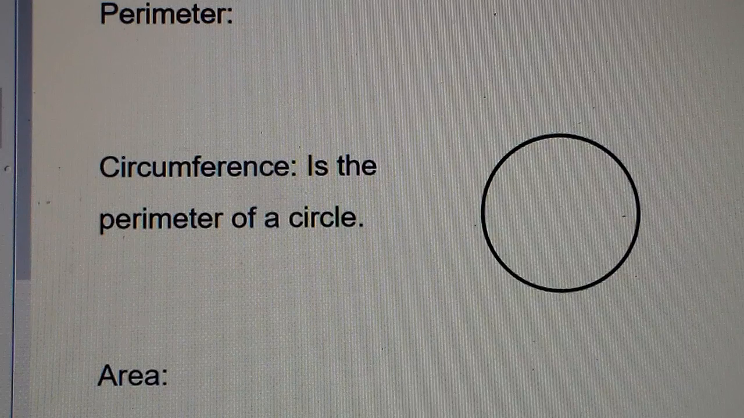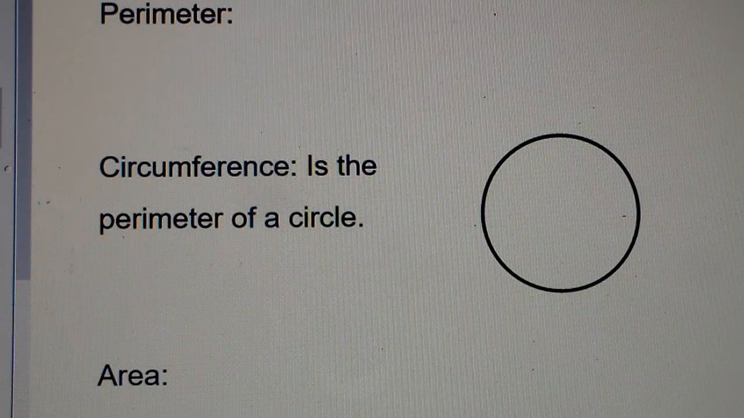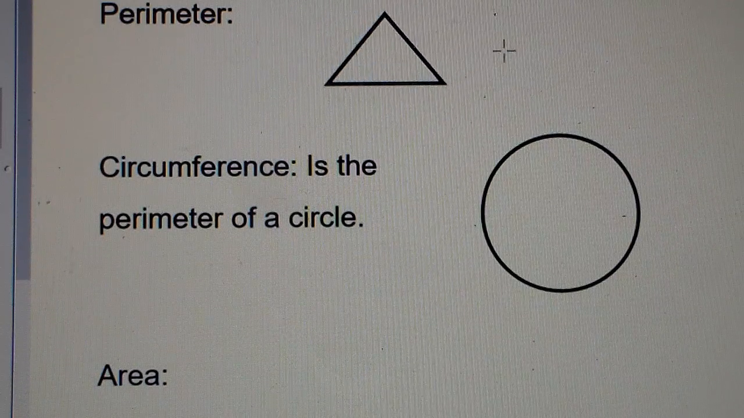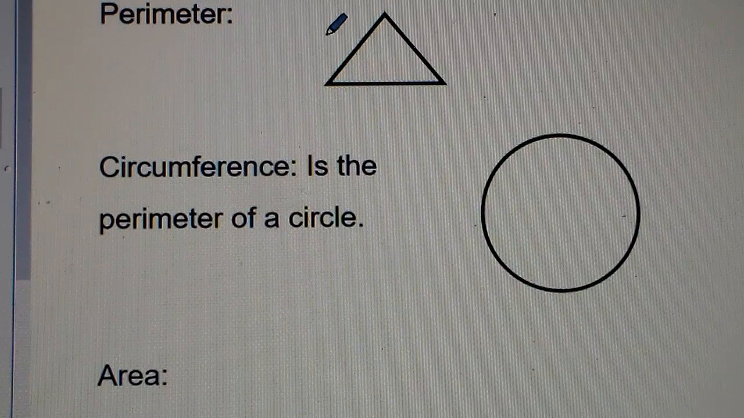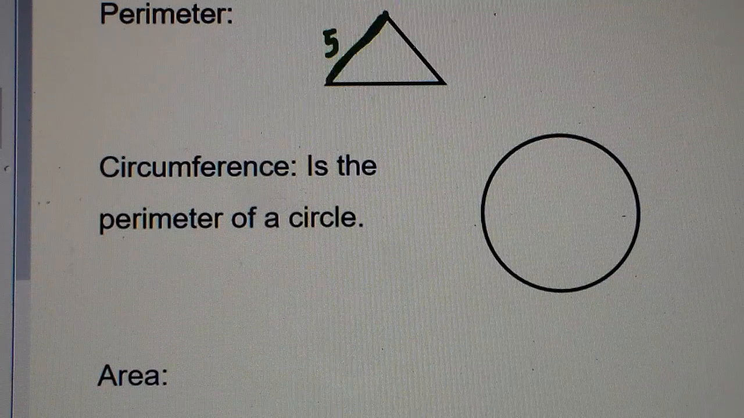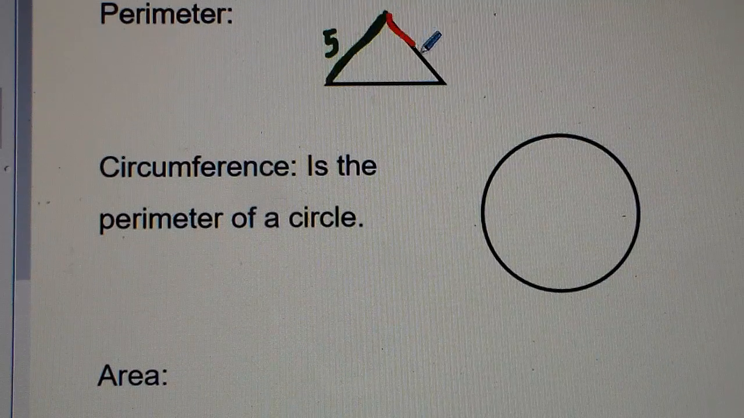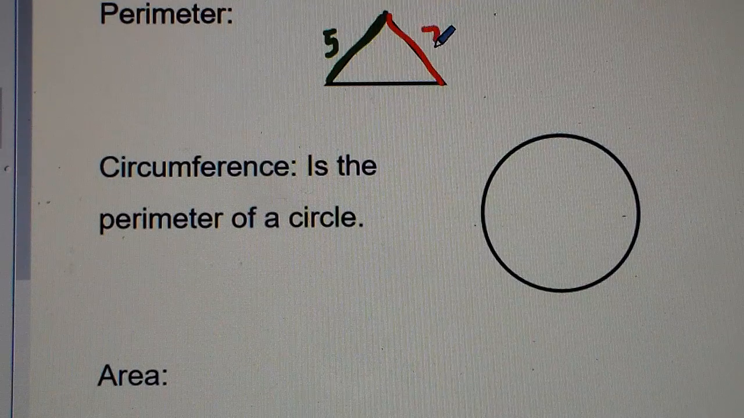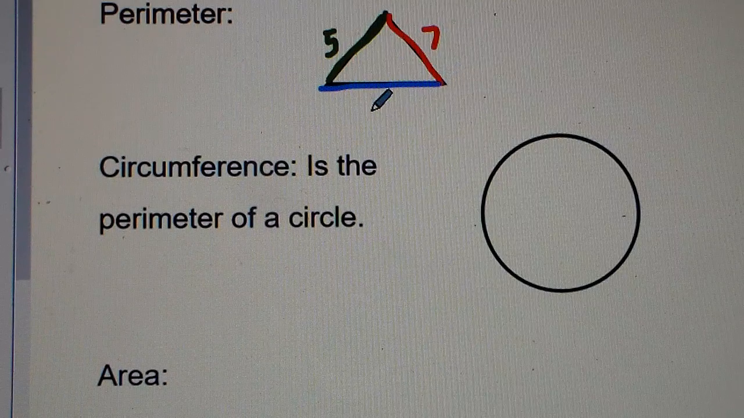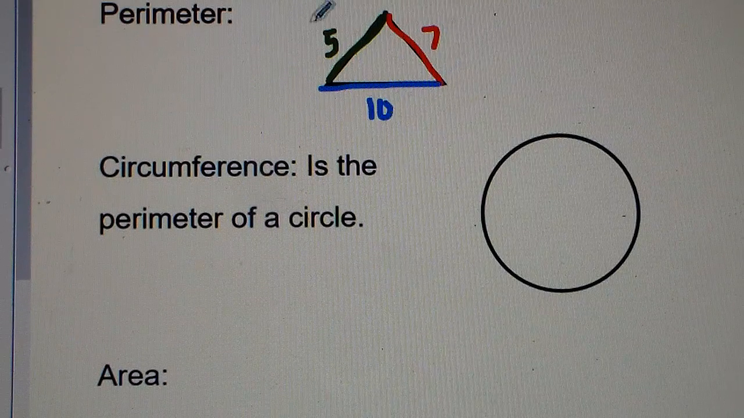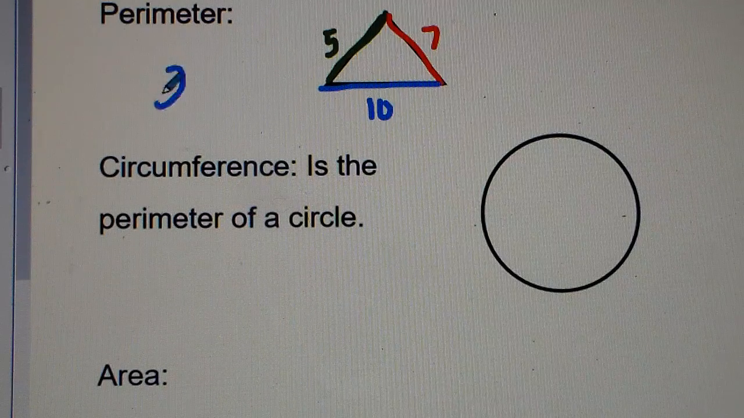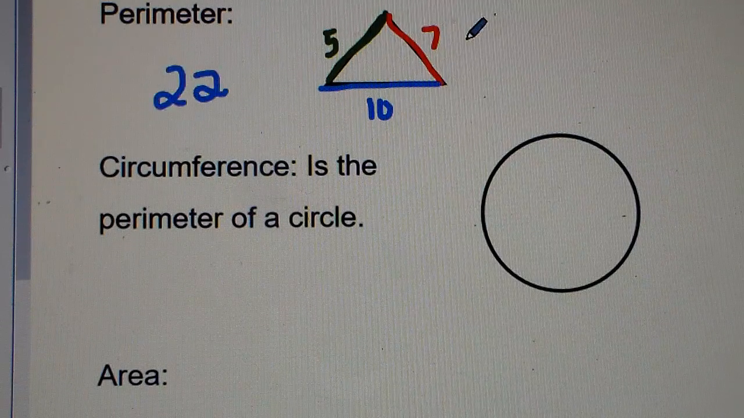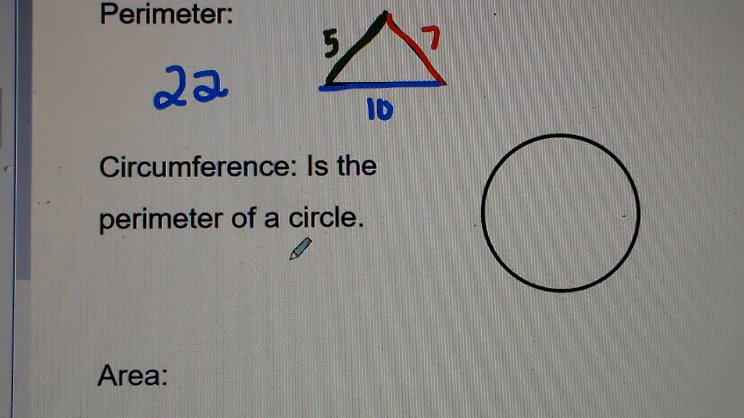So let's draw a shape for perimeter. Let's draw a triangle. We say that this length is 5 feet. The length from the top to the bottom right is 7 feet. And in blue on the bottom, let's say that's 10 feet. So the perimeter will be 5 plus 7 plus 10, which is 22 feet. Just add up all the numbers to get the perimeter.